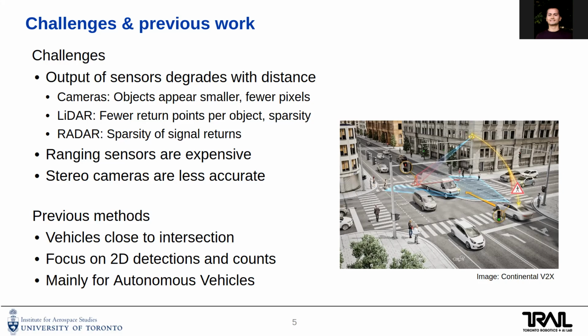In terms of previous methods, the methods published in the literature focus more on vehicles that are closer to the intersection and only on detecting vehicles in 2D or counting vehicles as they pass through an intersection. The papers we see in the literature are also mainly focused on applications for autonomous vehicles and less about intelligent transportation systems.